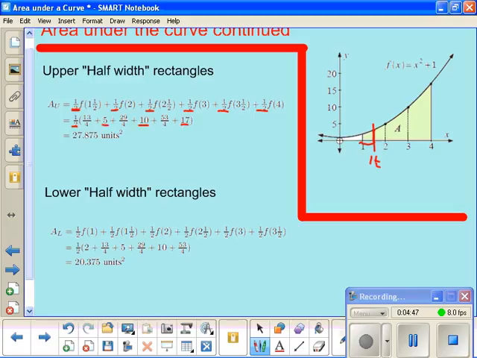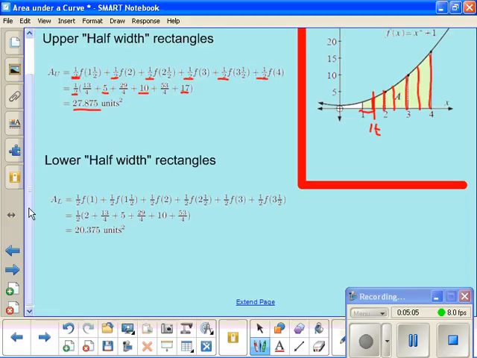Notice the 5, 10, 17 are still there because that's when the function is at 2, 3, 4, but we also add in 3.5, 2.5, and 1.5. Now these are the upper bounds, so these are the upper width rectangles, and we add them all up, multiply by a half, and we get this.